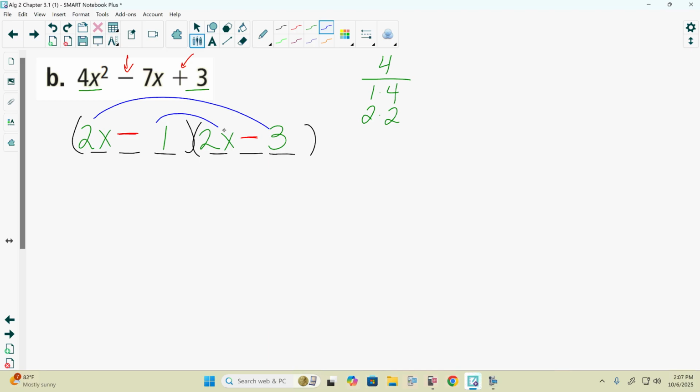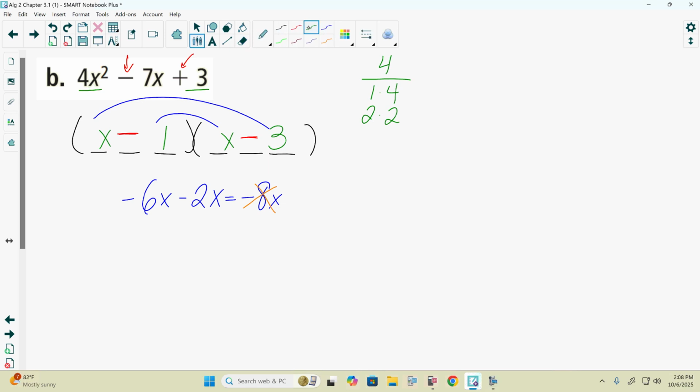Now, if we look at this here, 2x times negative 3 would be negative 6x. 1 times negative 2x is negative 2x. And negative 6x minus 2x, negative 6 minus 2 is going to be negative 8. Is that the middle term we wanted? No. Now, at this point here, we could switch the 1 and 3, but that won't change much because of the 2x and 2x. It's going to give us the same multiplication. Are there any other factors with our third term? No.